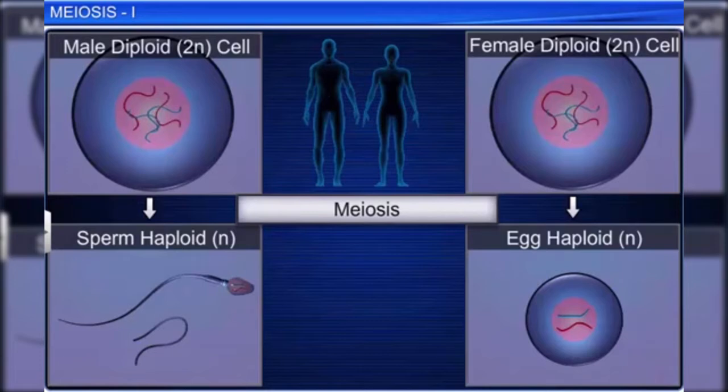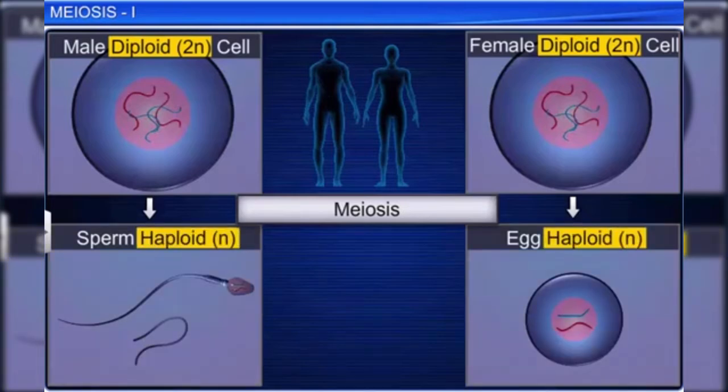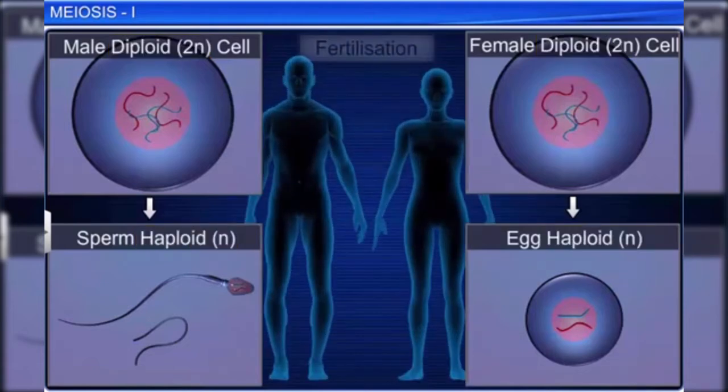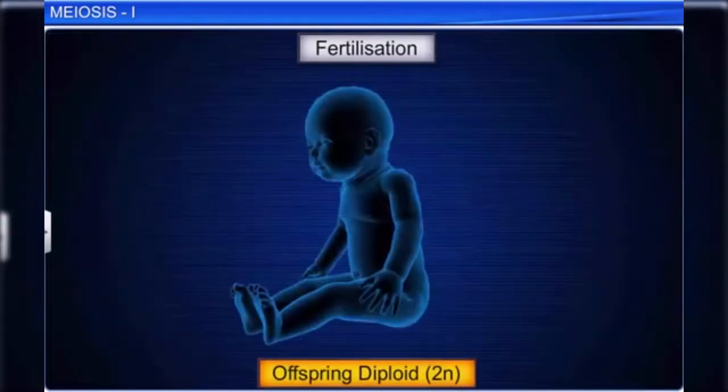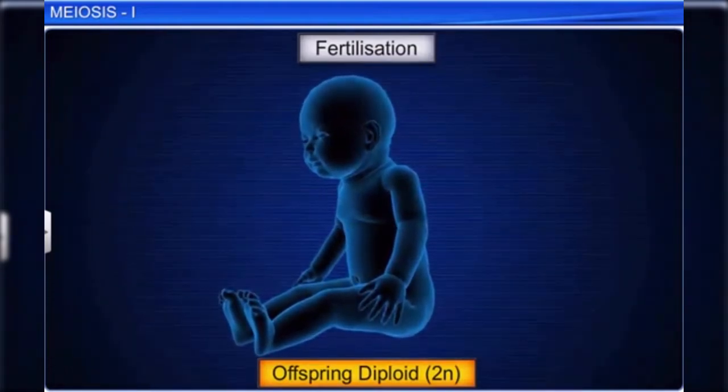Cells that undergo meiosis are diploid with 2 sets of chromosomes. However, these diploid cells, after meiosis, produce haploid cells with one set of chromosomes. Later, during the process of fertilization, these haploid cells fuse to form a diploid offspring. Thus, meiosis helps maintain the chromosome number in a species.